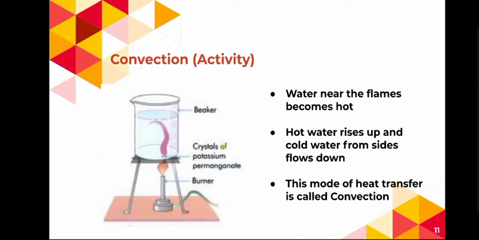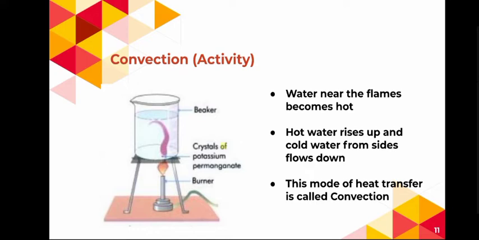You will observe that when water is heated, the water near the flame gets hot. Hot water rises up. The cold water from the sides moves downwards, towards the source of heat. This water also gets hot and rises. The water from the sides moves down. This process continues till the whole water gets heated. This mode of heat transfer is known as convection.